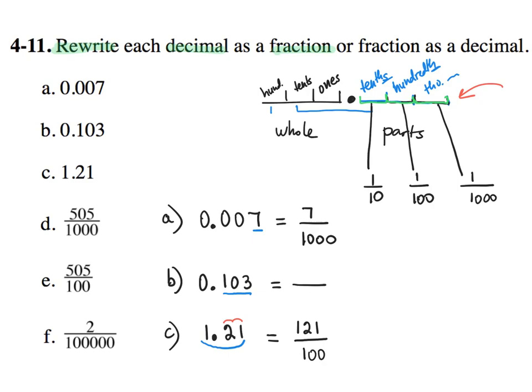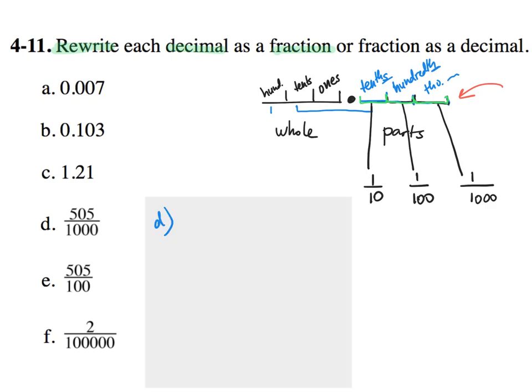Now D, E, and F are reversed, so I'm only going to do letter D, so you can try E and F on your own. So I'm going to copy it. So we have 505 in the numerator over 1,000. So what I want to do is, because it's out of 1,000, I'm going to prepare the decimal place value with 3 places. Okay, so 3 decimal places.